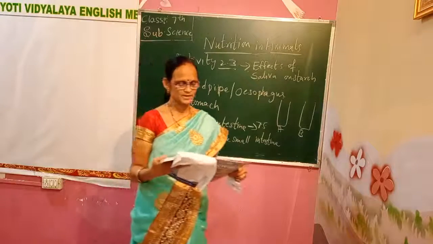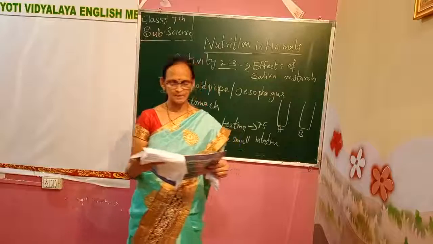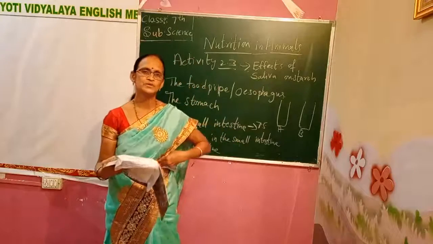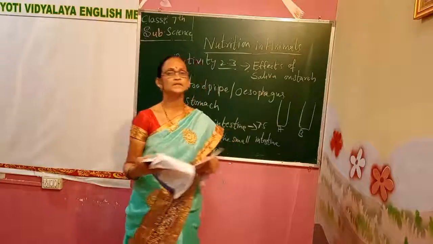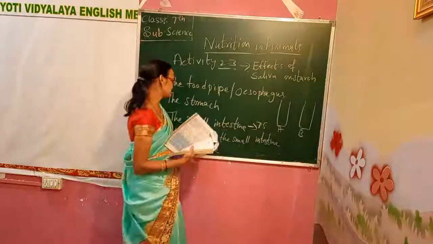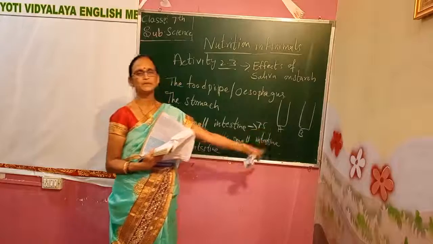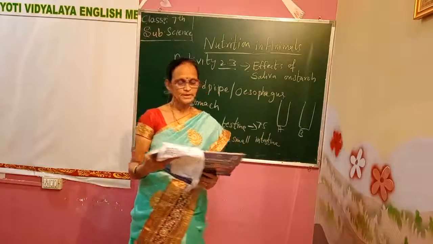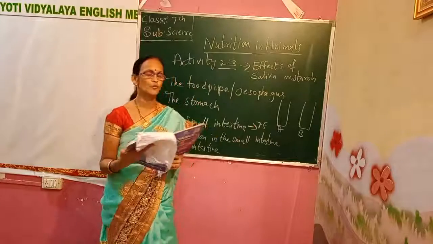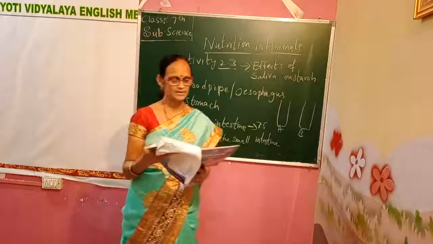The liver is a reddish brown gland situated in the upper part of the abdomen. It is reddish brown in color. It is the largest gland in the whole body.